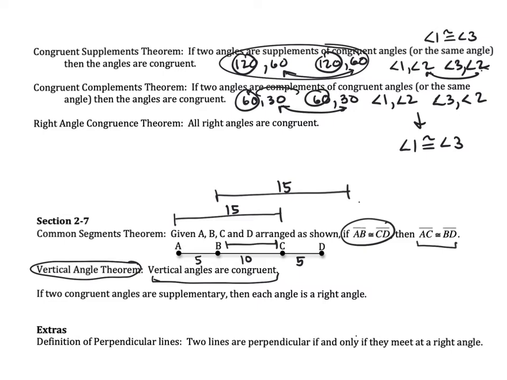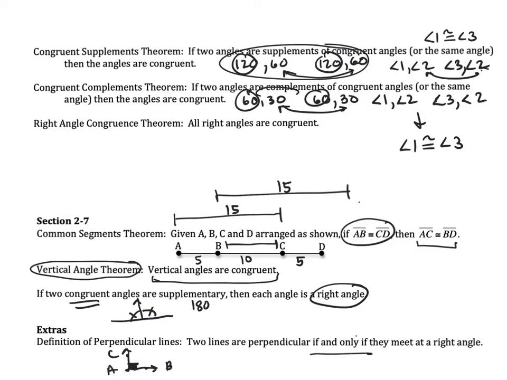If two congruent angles are supplementary, so they're congruent, so this one and this one are congruent. They're supplementary, so they add to 180, and they're congruent, so they must both be 90 degrees. 90 plus 90 is 180. And this last one here, we'll just mention it. Definition of perpendicular lines. Perpendicular means lines that meet at a right angle. So if this was AB and AC, they are perpendicular because they meet at a right angle. Two lines are perpendicular if and only if they meet at a right angle.